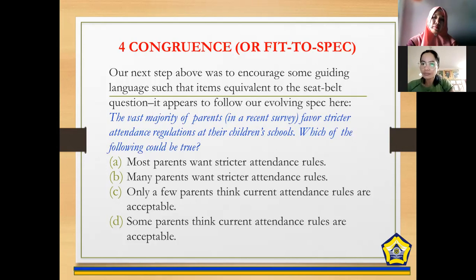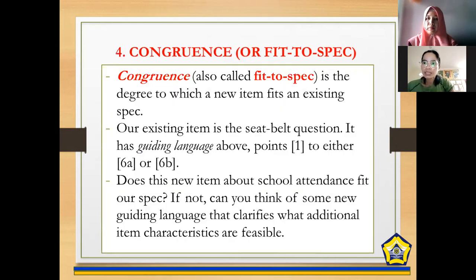So next. Let's continue. Concurrent, also called fit to space, is the degree to which a new item fits an existing space. Our existing item is the setback question, which has guiding language above, like point 1 to either 6A or 6B. For example, does this new item about school attendance fit our space? If not, can you think of some new guiding language that clarifies what additional item characteristics are possible or feasible? So next.